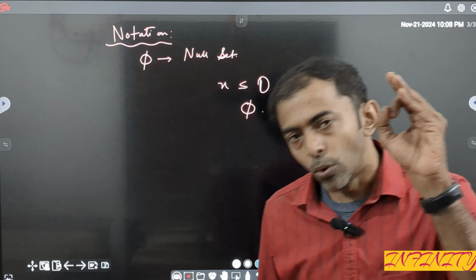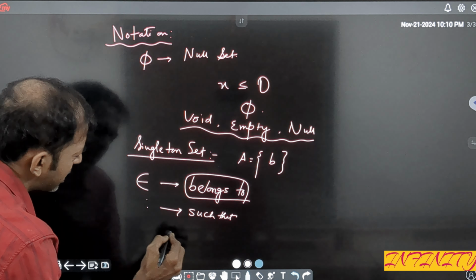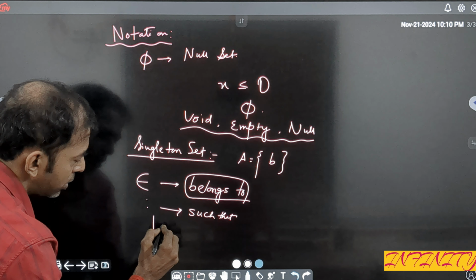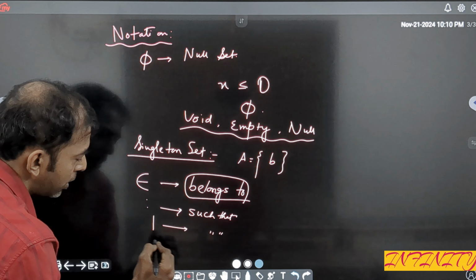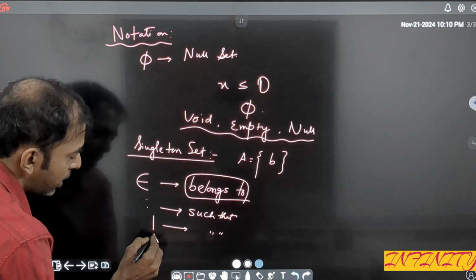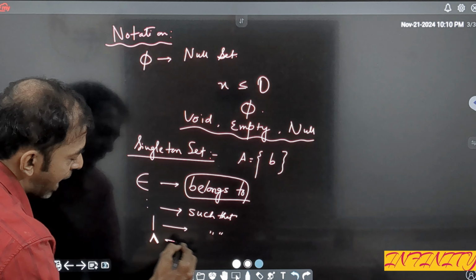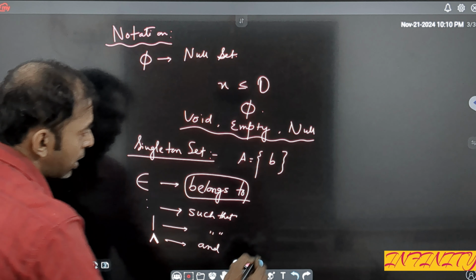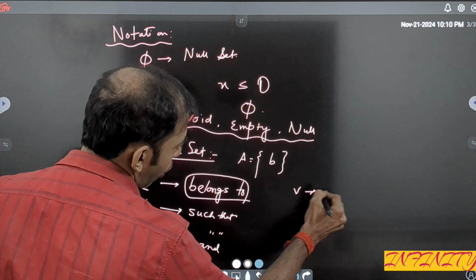this sign is used to represent belongs to. Okay, the belongs to symbol is this. Now, what is this symbol? This is such that. Such that is represented by this symbol also. This is also such that. Okay, this one is known as and, and this one is known as or.